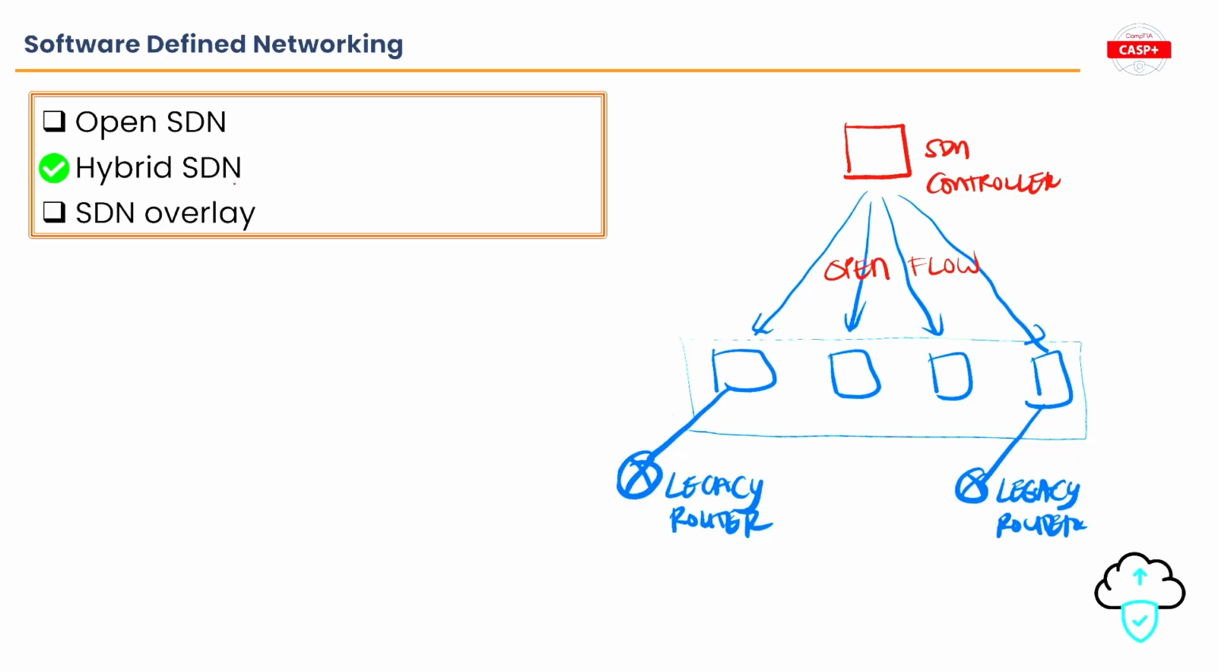Now, what's a hybrid SDN? Networks that use both classical and SDN protocols are known as hybrid SDNs. Using a hybrid SDN, a network engineer can bring new SDN technologies like OpenFlow into the legacy network without having to completely re-architect the architecture.